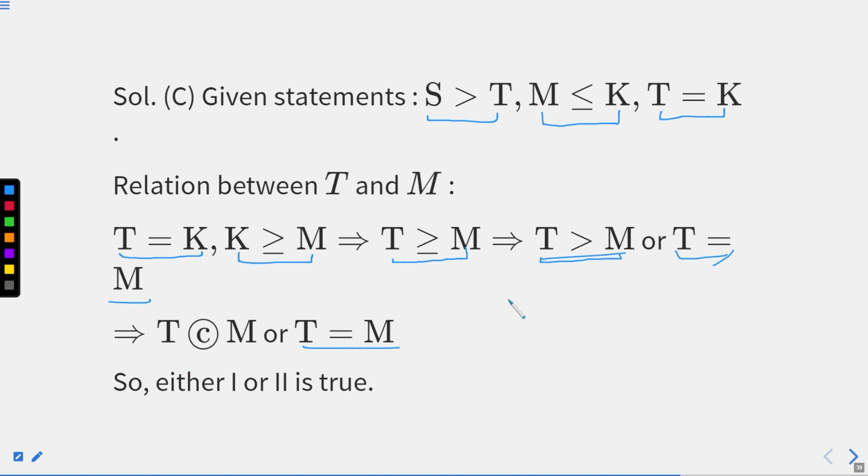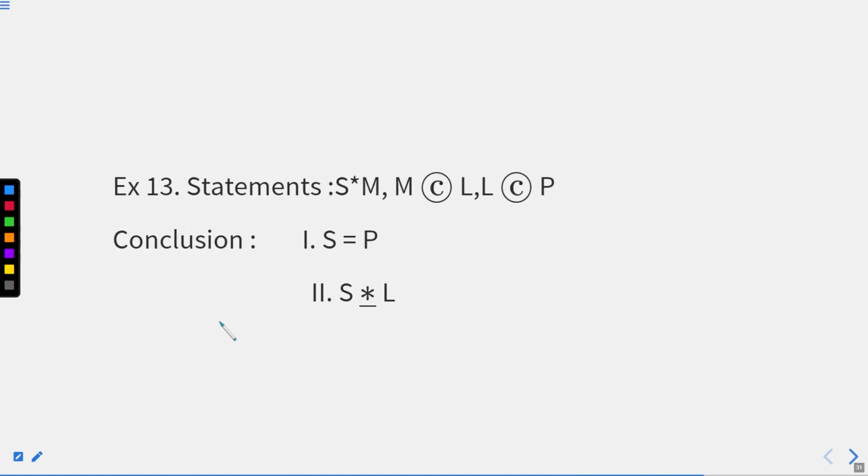This is also what we are getting. It means either 1 or 2 is true. Any one of them can be true, right? Because we are getting both the statements. Now, question number 13, based on the same concept.